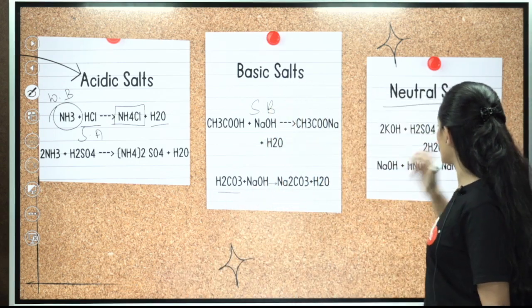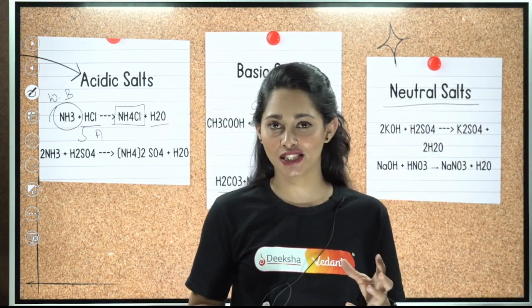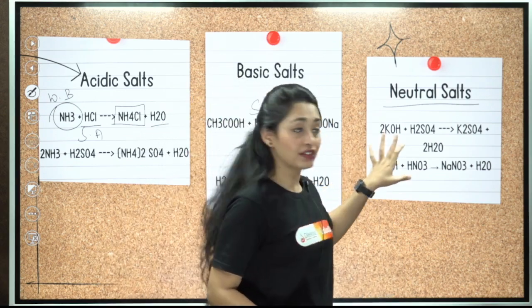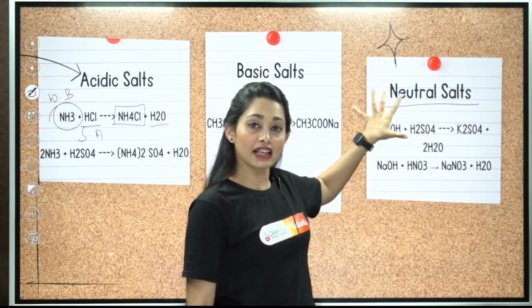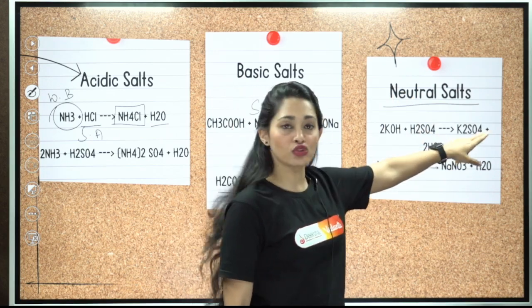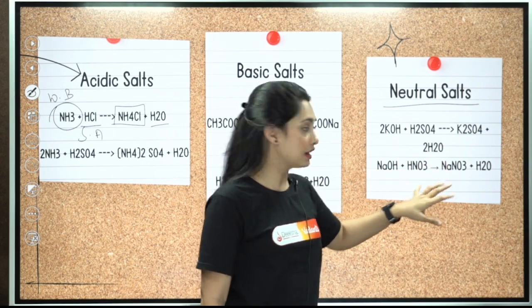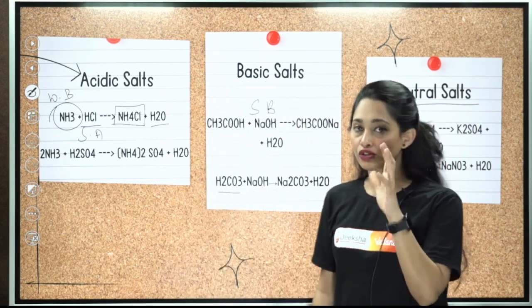And we have neutral salt. Which is a neutral salt, the most important, most common salt? That is NaCl. That's a neutral salt. Here I have taken other examples. KOH is reacting with H2SO4. Both are equally strong. This is a strong base and a strong acid. So K2SO4, potassium sulfate, and NaOH reacting with HNO3, nitric acid, to give NaNO3, sodium nitrate. So these are examples of neutral salts.